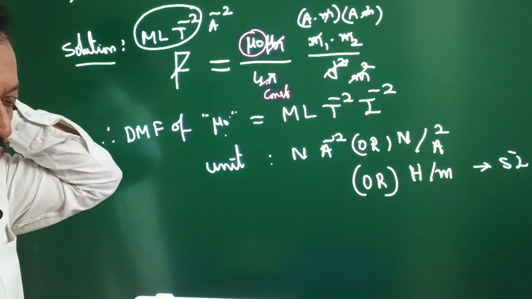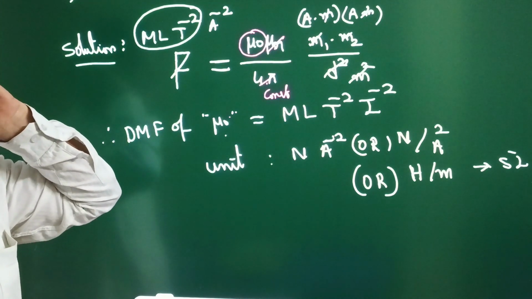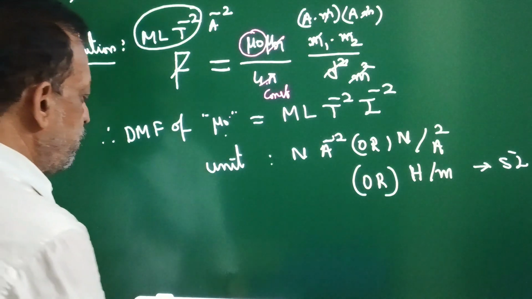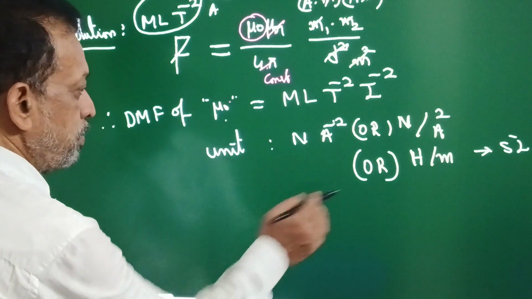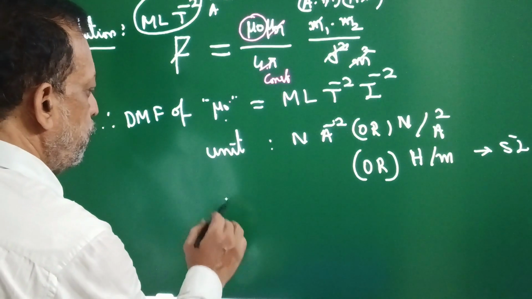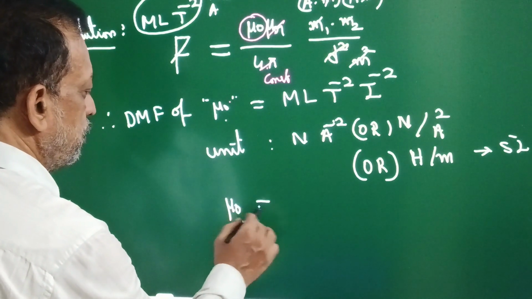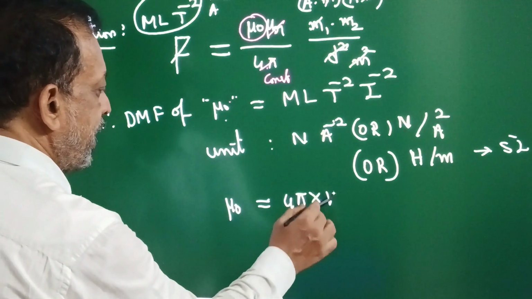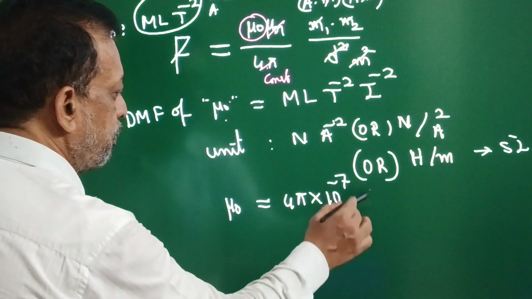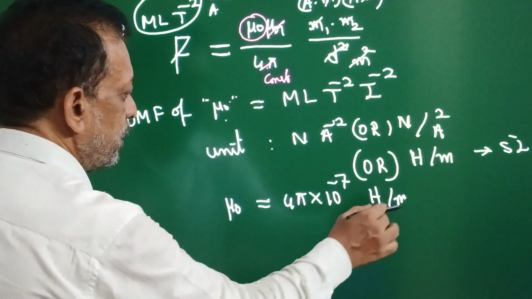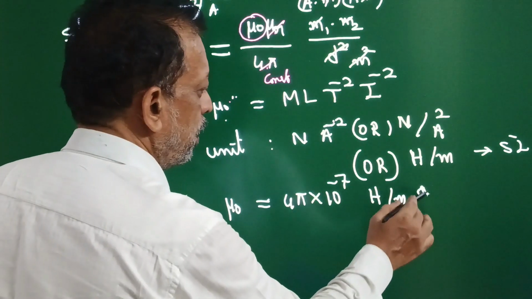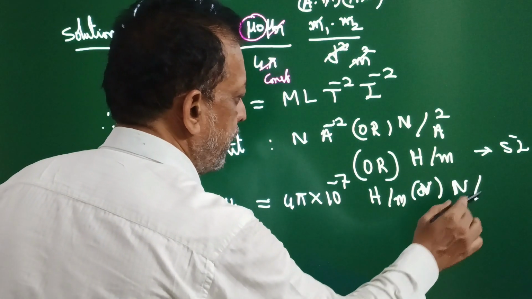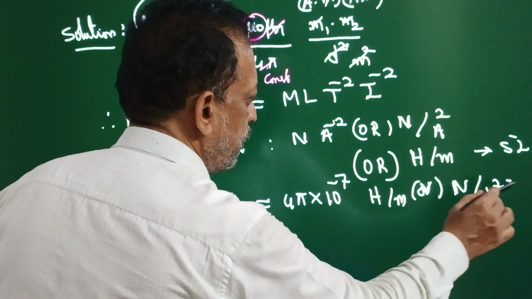I already gave this earlier, before yesterday, clearly, right? Now what is the value of mu naught in magnetism? The mu naught value is 4 pi into 10 to the power of minus 7 Henry per meter. This is a constant value, or Newton per ampere square. All of you know it, right?